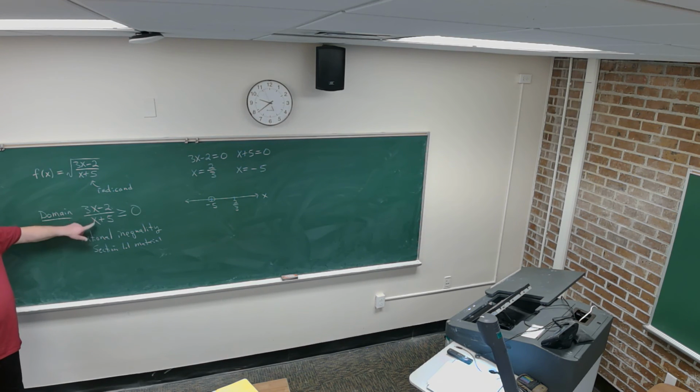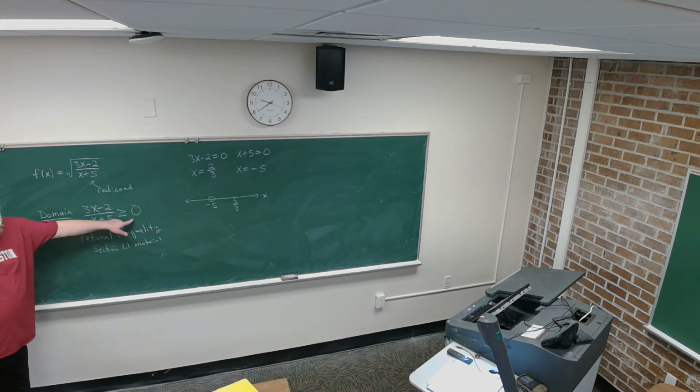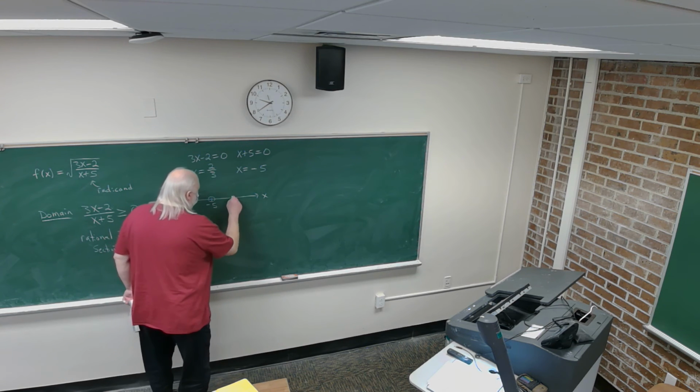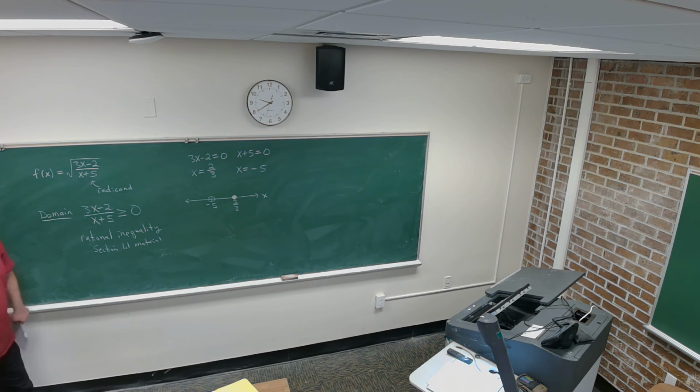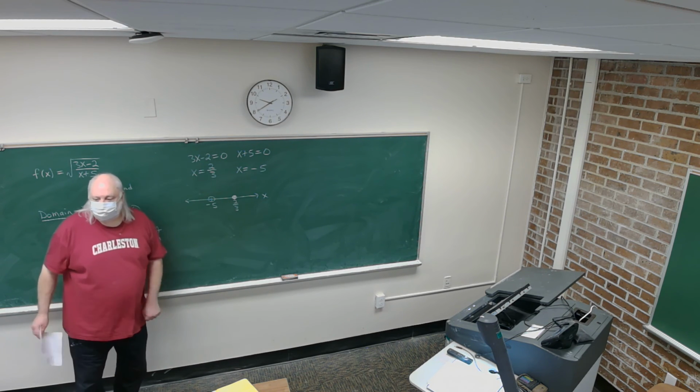2/3, on the other hand, you put 2/3 in for x. The denominator equals 5 2/3, right? Which is not 0. But the numerator, you put 2/3 in for x, the numerator equals 0. So you have 0 divided by 5 2/3, which is 0. And 0 is equal to 0, right? Our inequality symbol is greater than or equal to 0. So 2/3 works in satisfying our inequality, so we put a closed circle on 2/3. And now we have these three intervals we have to do the test point method with.